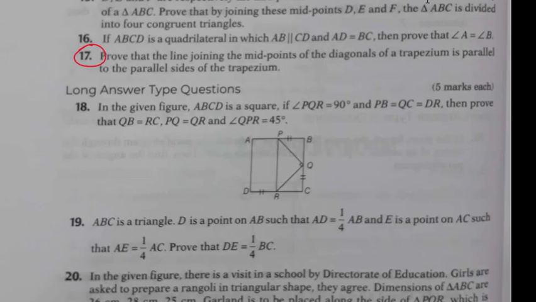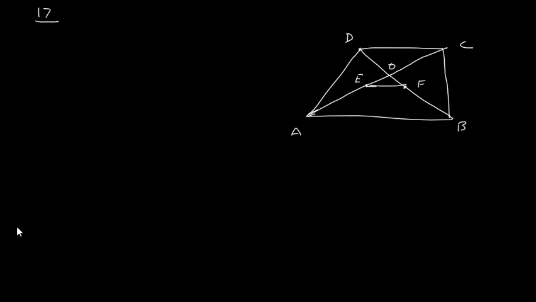The question is, prove that the line joining the midpoints of the diagonals of a trapezium is parallel to the parallel sides of the trapezium. So if you see here, I have drawn a trapezium ABCD in which E is the midpoint of AC and F is the midpoint of BD. I have to prove that this EF is parallel to AB and DC.